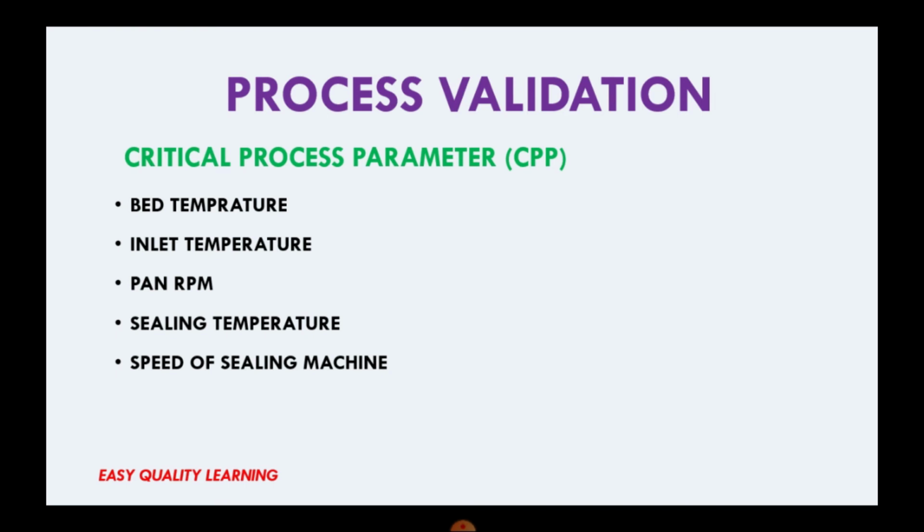If you take liquid oral preparation, in case of liquid oral, what will be the critical process parameter? If you are doing liquid oral, then your mixing speed or mixing time will be the critical process parameter. While filling of bottles, the filling speed of the bottle will be the critical process parameter. So likewise, in different processes, different critical process parameters can be there. So you can identify based on your experience and knowledge.